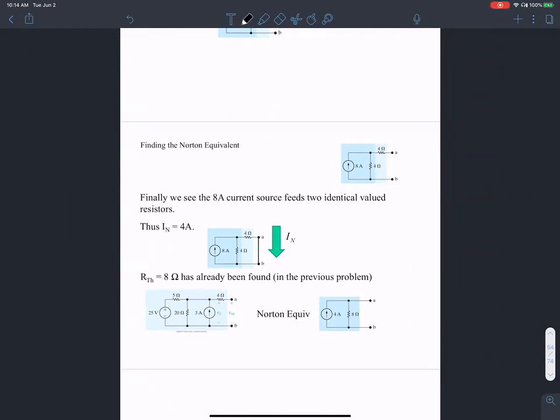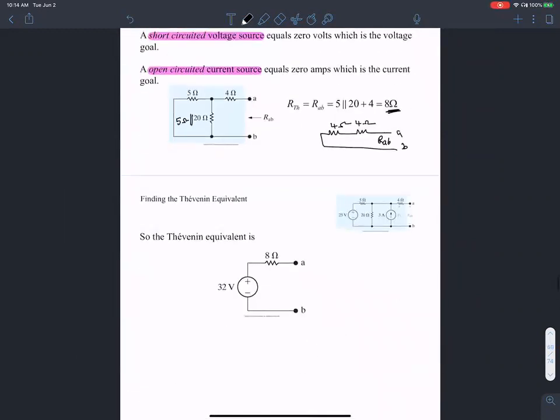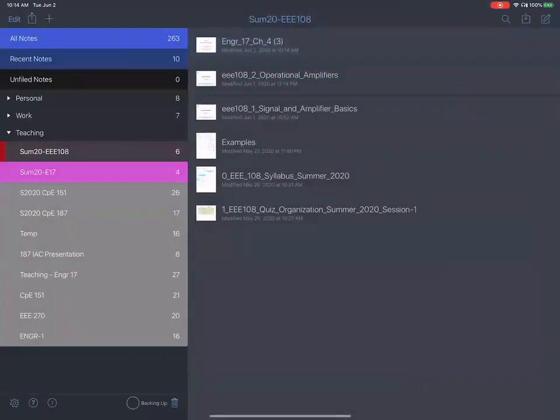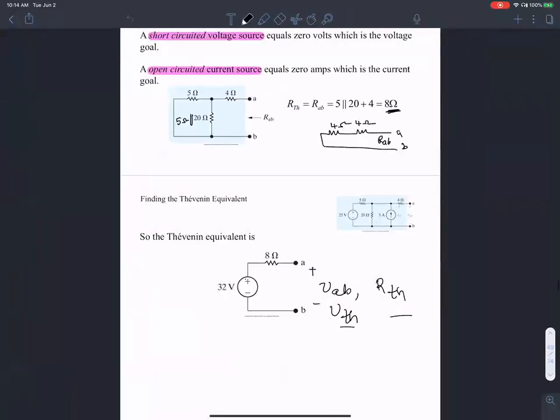So here is one example on how to do the Thevenin equivalent. There are two steps. You simply have to find the open circuit voltage, VAB, and R Thevenin. This is also called V Thevenin. Find V Thevenin and R Thevenin. So, yeah, let me go back. Did you have a question about that?